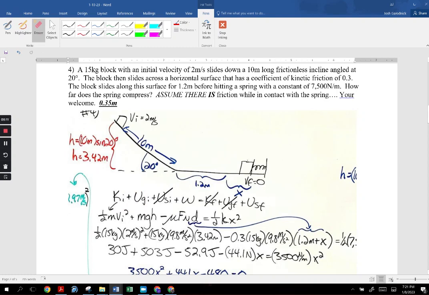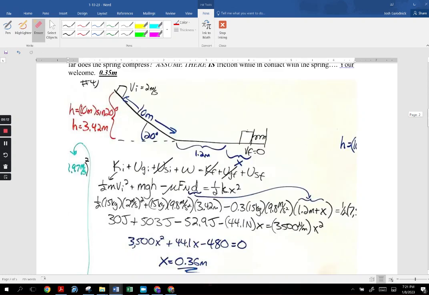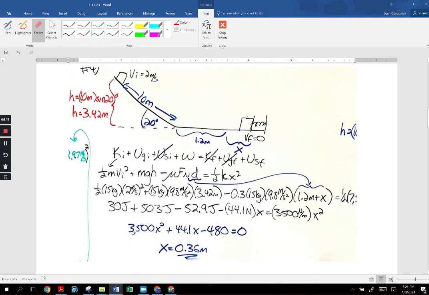The issue here is that there is friction while in contact with the spring. Therefore, the distance over which the friction acts is 1.2 meters plus x. That's the biggest trick to this. And then once you do that, you just do a little bit of algebra, distribute, and you get a quadratic. So that's it for the problems.